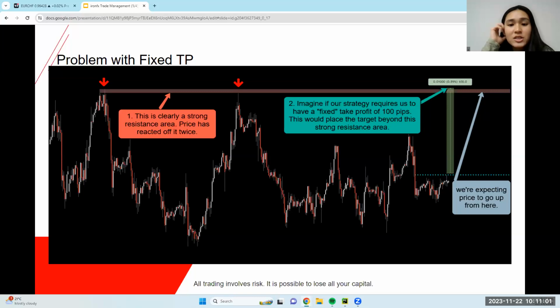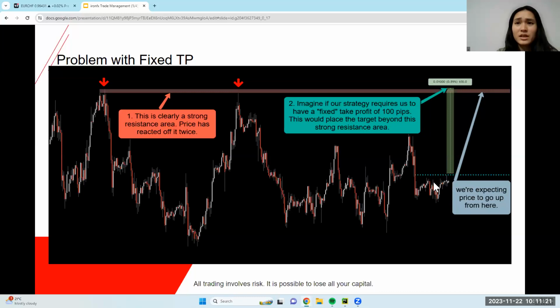If our trading strategy requires us to have a fixed take profit of 100 pips, look at our point two, take profit of 100 pips. This would place the target beyond this strong resistance area.